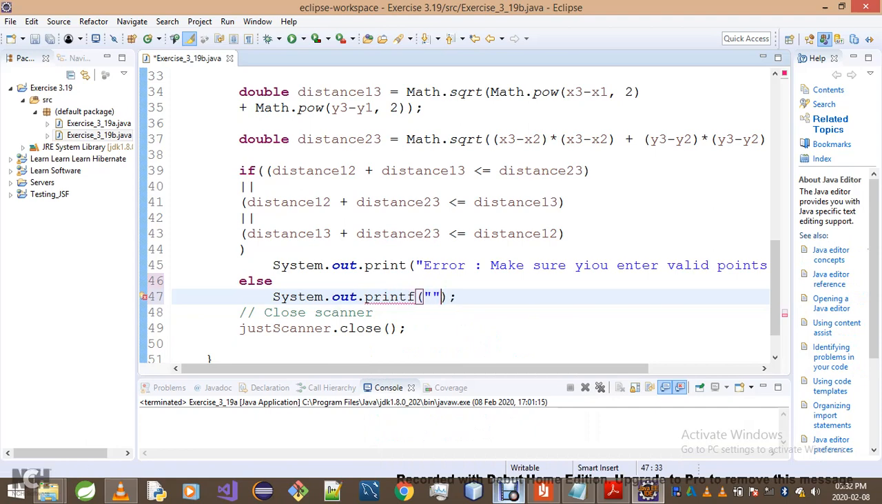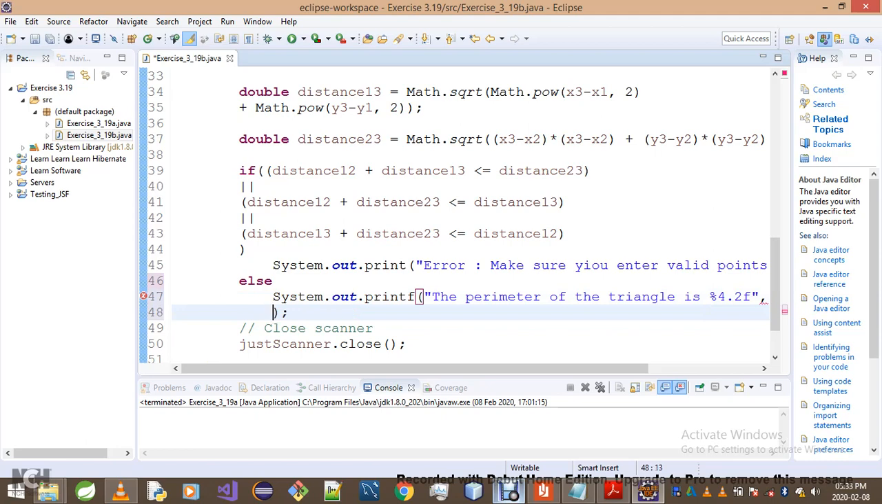Just by doing this. It's simply going to be the perimeter of the triangle is, we leave 4 spaces and 2 numbers after a decimal point, and we put a format specifier. Okay, what else do we then do? Of course, we need to put whatever it will be formatting right here.